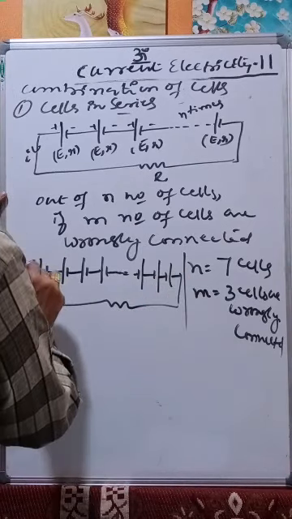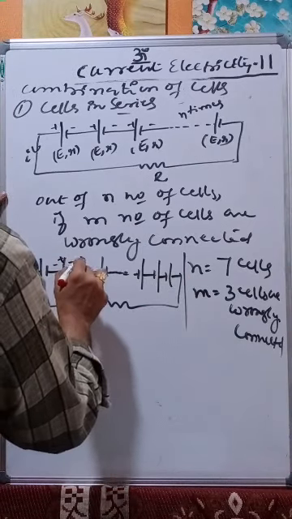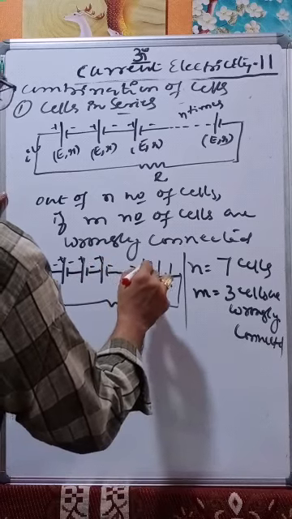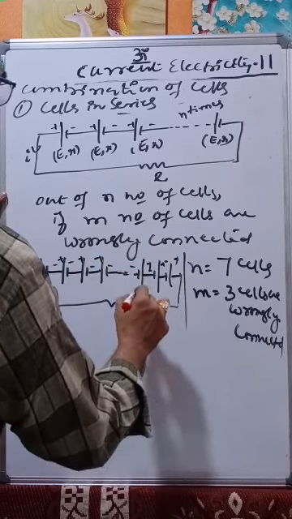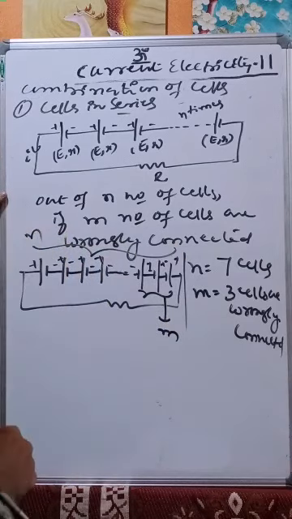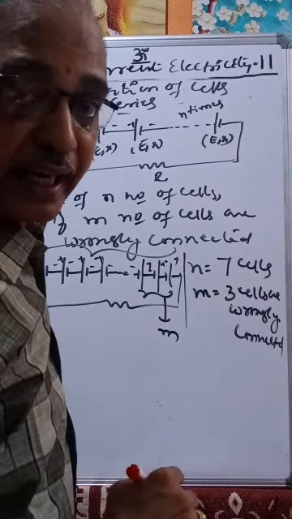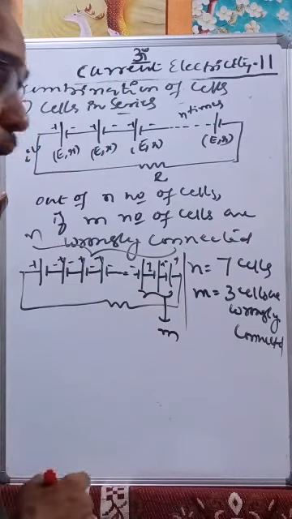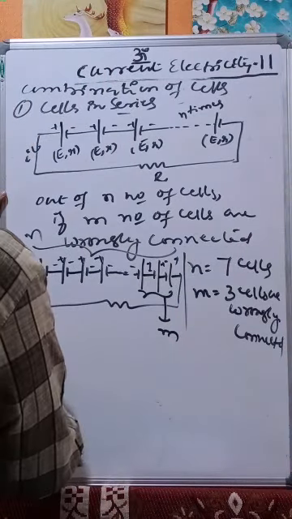This is positive, negative, positive, negative, positive, negative, positive, negative, negative, positive, negative, positive, negative, positive. These are m in number. Total cells are n in number. Wrongly connected cells are m in number. Then what is the current I in this case?